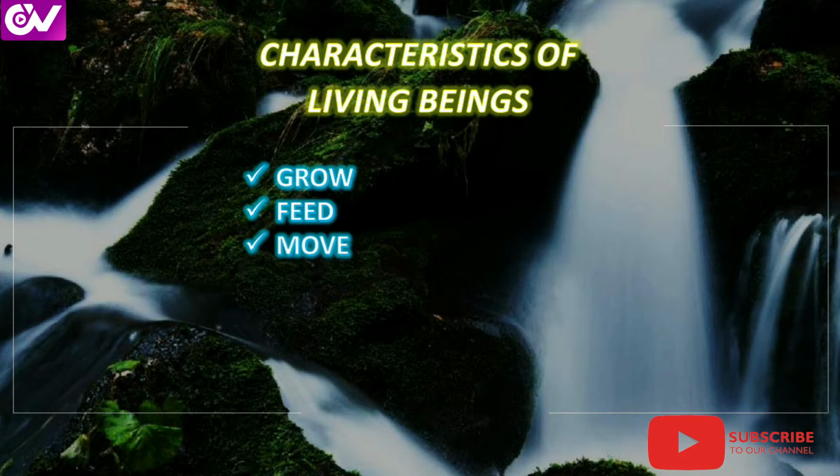Move. Living beings, such as animals, are able to move from one place to another in search of shelter, food, or for their own needs. Whereas plants are unable to move to another place, but they can fulfil all their needs in the same place where they grow.